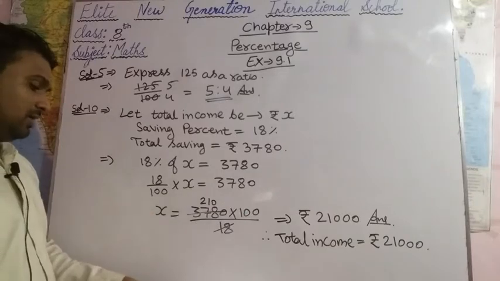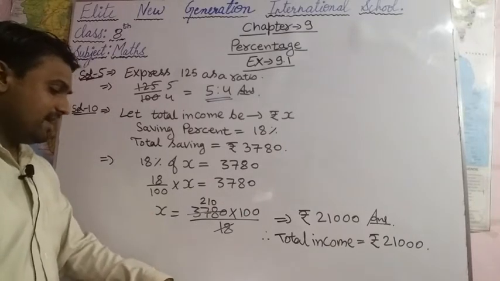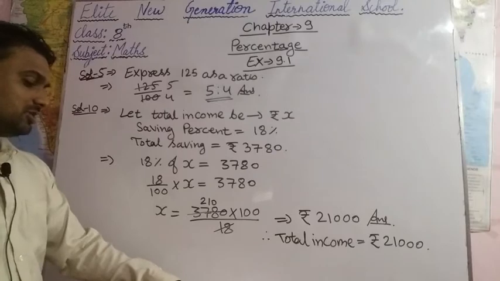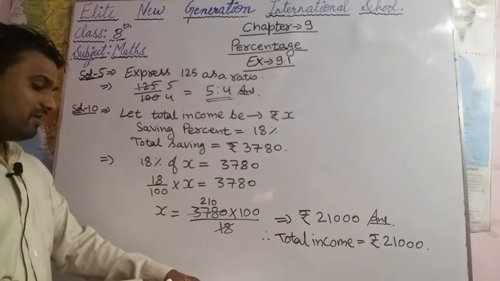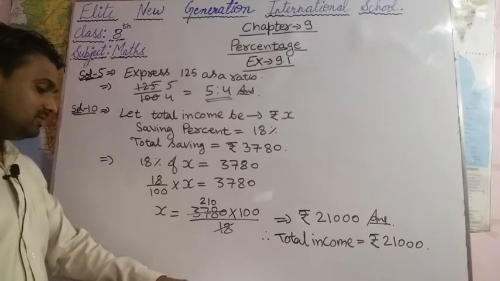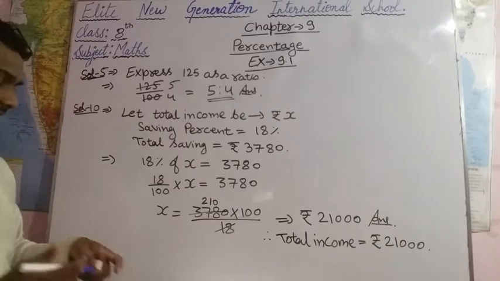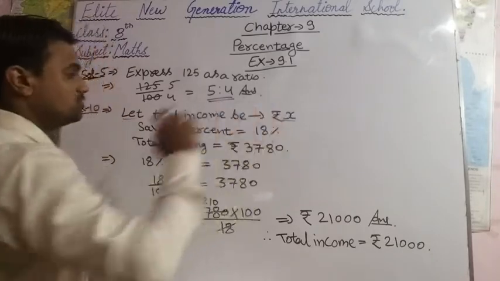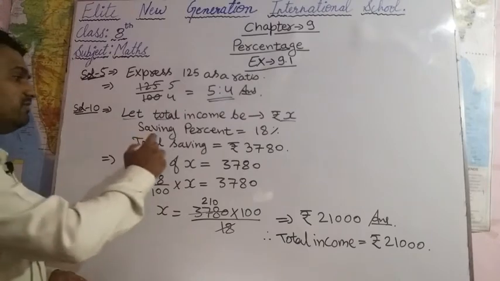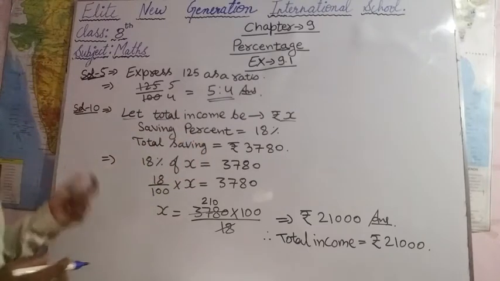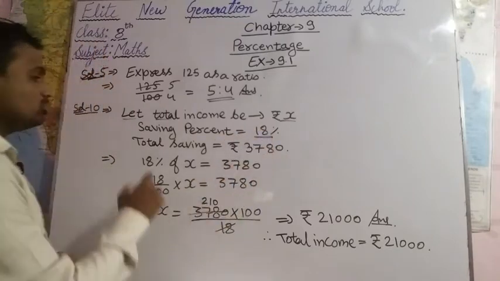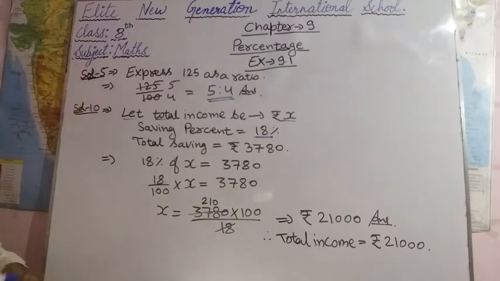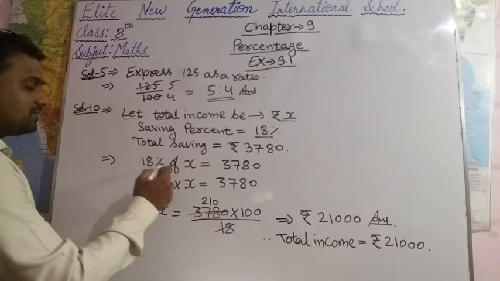So see question number 10. In question number 10, a man saves 18% of his monthly income. If he saves rupees 3780 per month, we have to find his monthly income. Let his total monthly income be rupees x. Now the saving percent, what percent he saves in 1 month, is 18%. And his total saving of 1 month is rupees 3780. So according to the question we can take 18% of x equal to 3780.